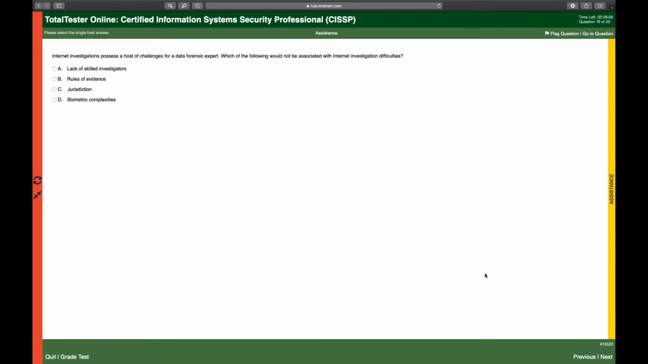I'm leaning towards biometric complexities. There are definitely challenges. There are not very many skilled forensic investigators out there. Rules of evidence would vary from jurisdiction to jurisdiction. You have jurisdiction issues because everyone's got different laws. I think the outlier here is biometric complexities. Yeah, I think you might be right, Don, because biometrics is more for authentication and stuff. I don't see it being attributed to the investigation. And also with biometrics, once you prove that the biometric is indeed that person's, then it's a straight one-to-one link between who's associated with the investigation.